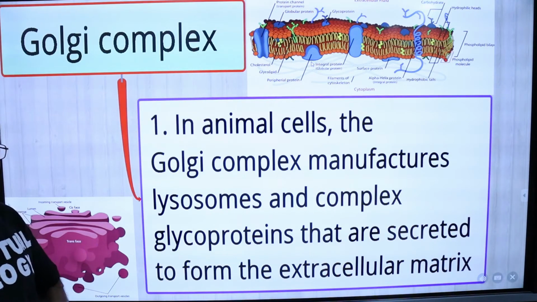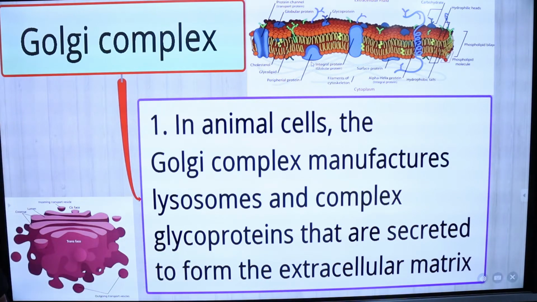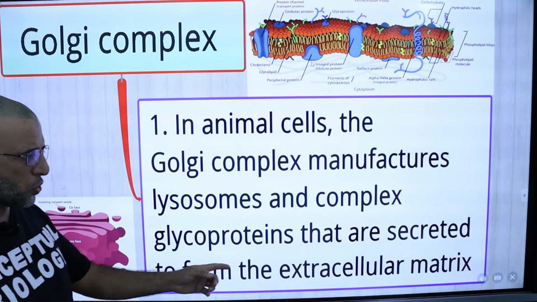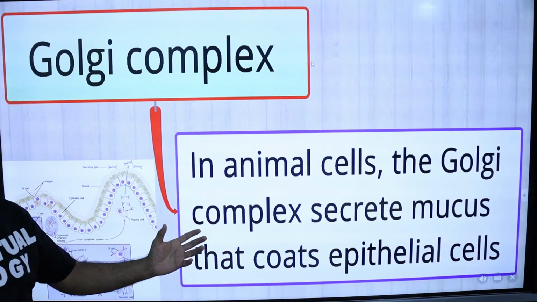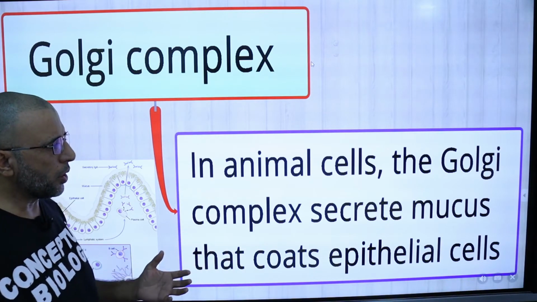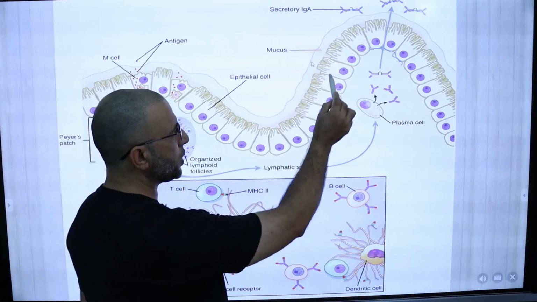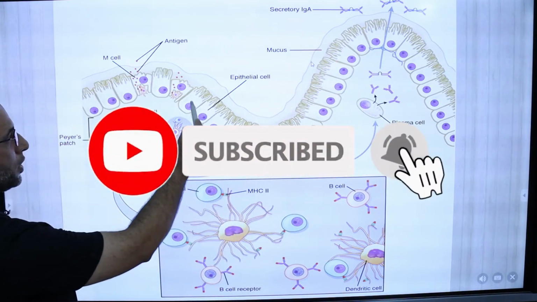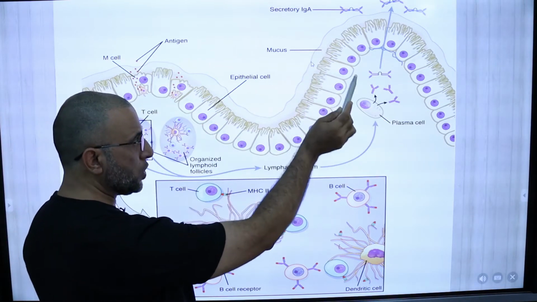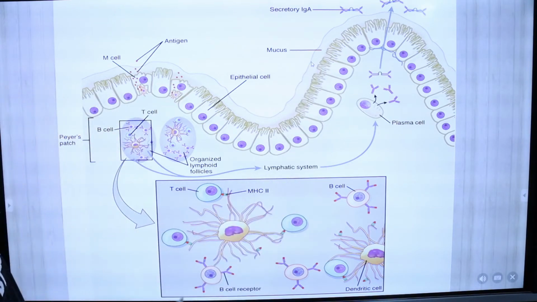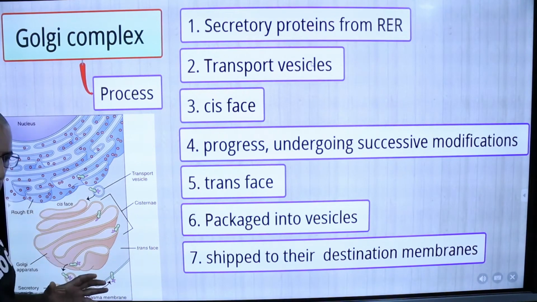In animal cells, Golgi complex manufactures lysosomes and glycoproteins. Glycoproteins that are secreted from the cell are used to form extracellular matrix. In animal cells, Golgi complex secretes mucus that coats the epithelial cells. So, we know that epithelial cell is a single layer of cells, and this epithelial layer has a thin film of mucus, and this mucus is secreted by the Golgi complex which are present here in epithelial cells. How do the Golgi complexes work in animal cell and plant cell?